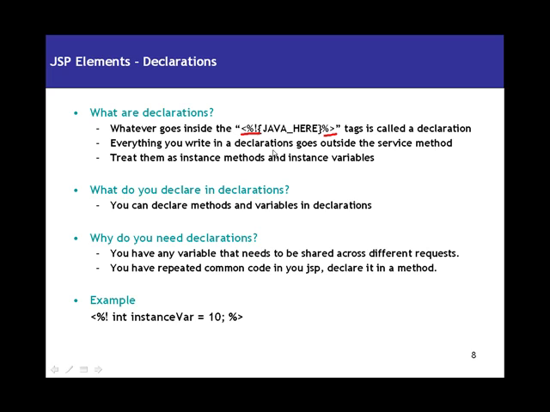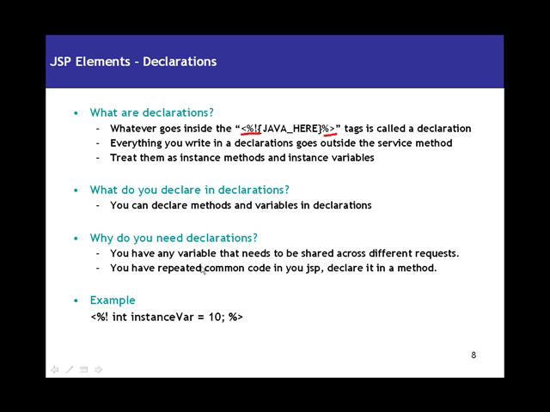So the advantages of using declarations, let's say for example, the advantage of using a variable declaration is you can reuse the value across multiple requests, right? We'll just have a look in the next slide basically about that. Okay. So treat them as instance methods and instance variables, right? So what do you declare in the declarations? You can declare methods and variables, as we've already seen.